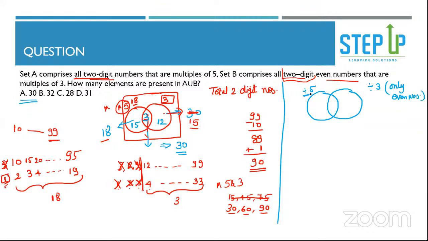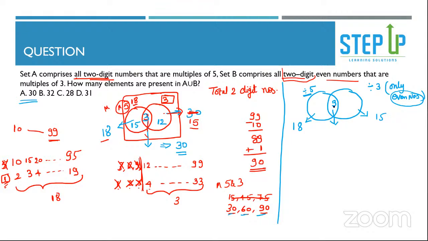So, divisible by 5, 18 numbers will be there. Divisible by 3, there will be 30 numbers, but when it comes to only even numbers, it has to be 15. So these are 18, these are 15, and this one would be what? Divisible by 5 and 3, but it has to be an even number.